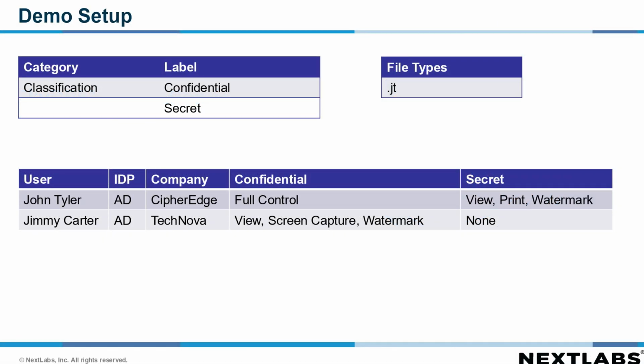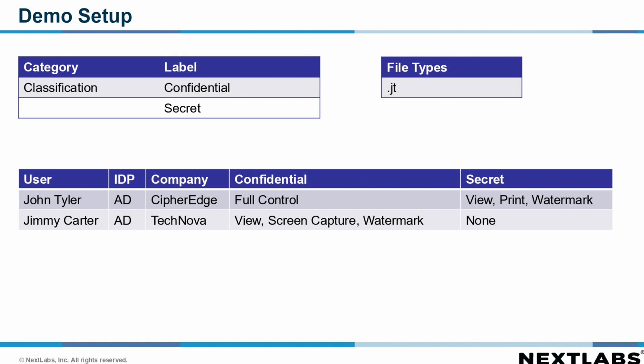In this demo, the classification category has two labels: confidential and secret. Our policies are configured as follows. John Tyler from CipherEdge is granted full control on confidential files. For secret files, he has view and print permission with watermark obligation. Jimmy Carter from TechNova is granted view and screen capture permissions with a watermark obligation on confidential files. He has no access to secret files.